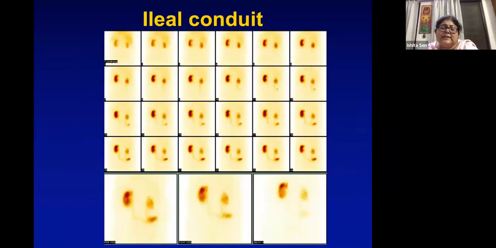Okay, so this is an ileal conduit. You can see that both the ureters have been attached to an ileal conduit. So this is a patient who has had a radical cystectomy and an ileal conduit. And you can see that the tracer is all going from the renal pelvis into the ileal conduit.